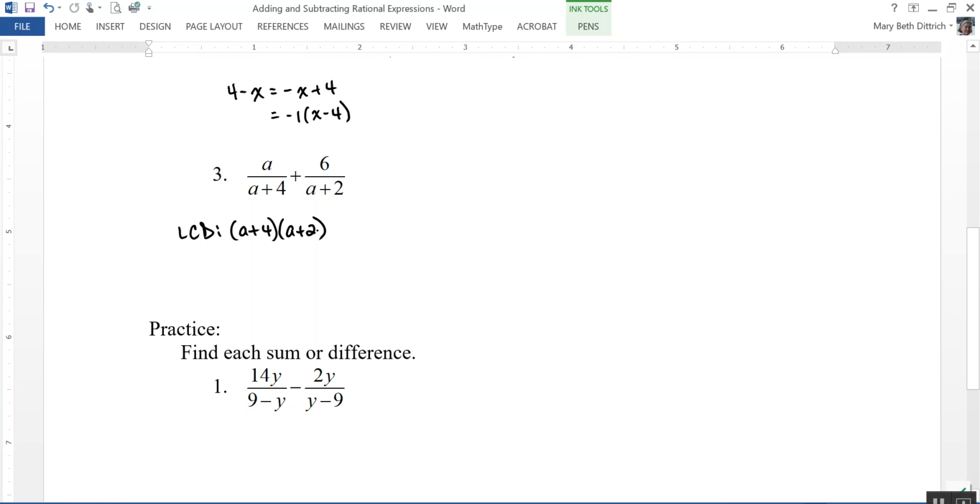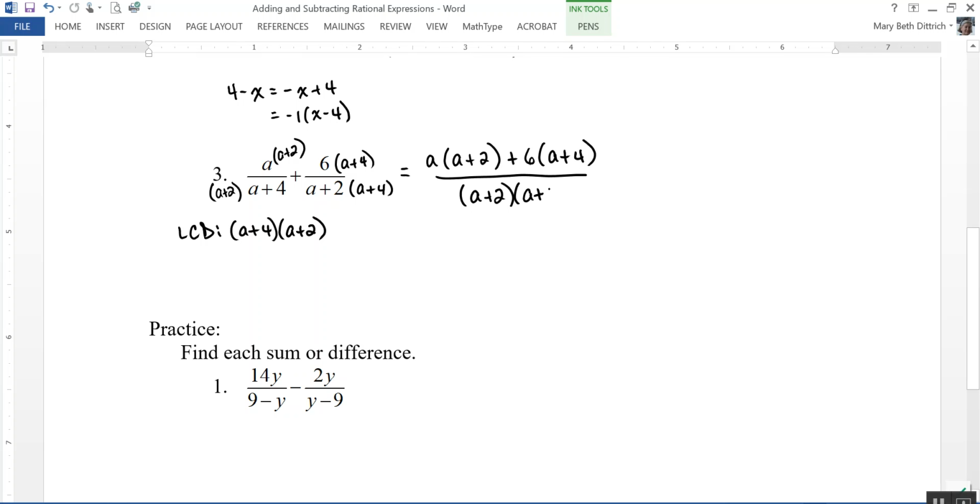Okay, so I need to multiply my first fraction by an a plus 2, top and bottom. And my second fraction, I need to multiply it by an a plus 4, top and bottom. Okay, so now I have a common denominator for both of those. So that's going to give me a times a plus 2 plus 6 times a plus 4 all over my common denominator of a plus 2, a plus 4.